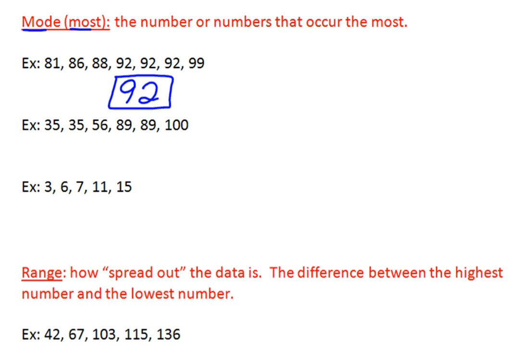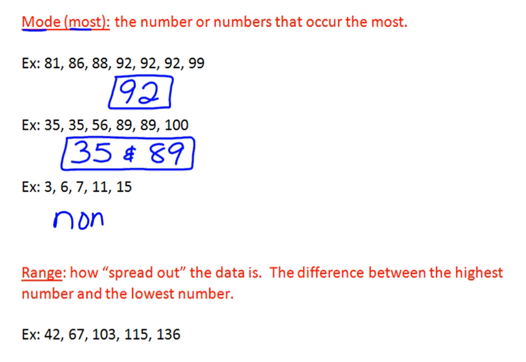In example 2, we have 2 modes. The number 35 occurs 2 times, and the number 89 occurs 2 times. So those are the modes. In example 3, there's no mode. Don't write 0, or we're going to think 0 is the mode. You can write none, or you can write no mode.